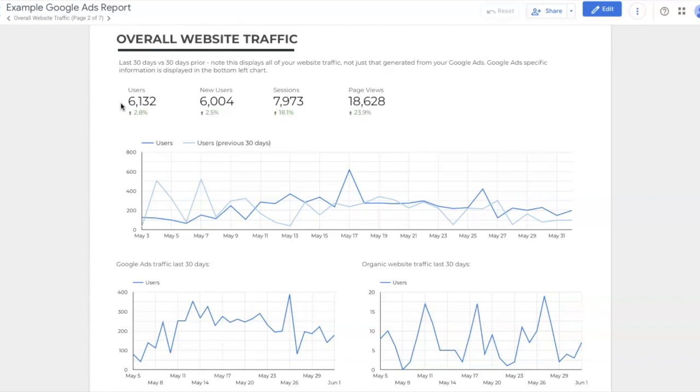The point of this data is to split and showcase how much of your traffic is coming from Google versus how much is coming from organic, and there is more information on this specifically further throughout the report.